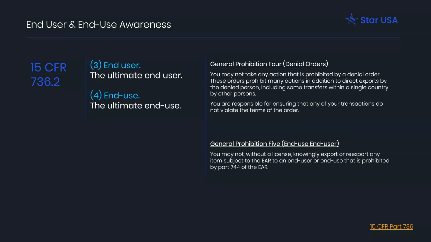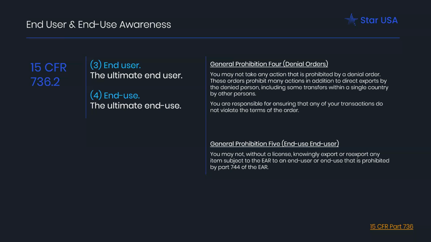I'll come back to that in a second. General Prohibition 5 discusses the end use and end user prohibitions. You may not, without a license, knowingly export or re-export any item subject to the EAR to an end user or end use that is prohibited by Part 744 of the Export Administration Regulations.